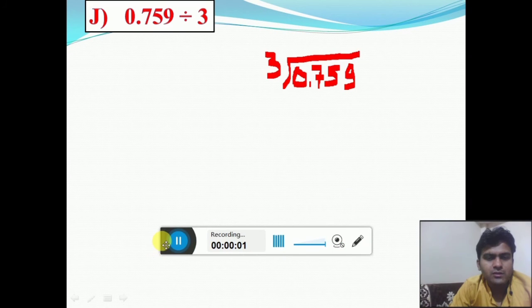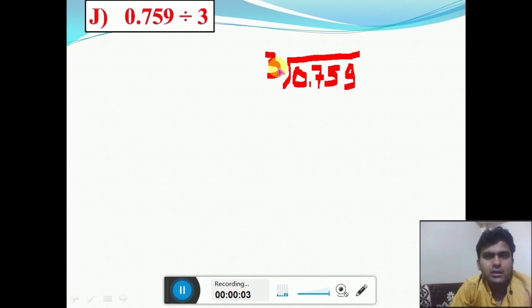Question number 4 J of exercise 3A. Here the divisor is a whole number and the dividend is a decimal number. In this case, right now we cannot divide this number because the first number in the dividend is 0. So we will take 0 and put the point. Now our number is 7. We can read the table of 3, 2 times, and we can write here 6. Now subtract, we get 1.